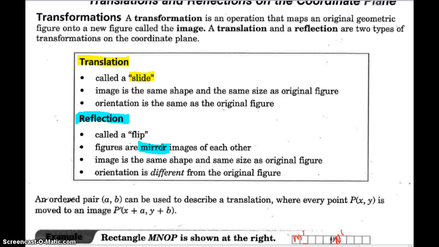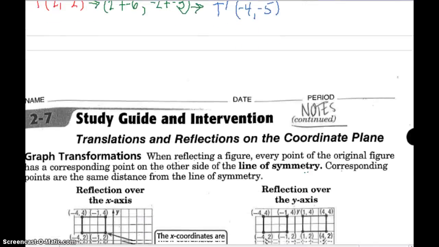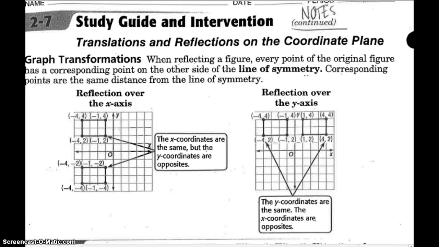All right. In math, though, we call it a flip. So if a translation is a slide, a reflection is a flip. And it's the same shape and the same size, but we have a different orientation. So if you flip over to the back, I'm going to show you what a reflection looks like in pre-algebra. Know that they're going to get more complicated when you see these again in algebra.